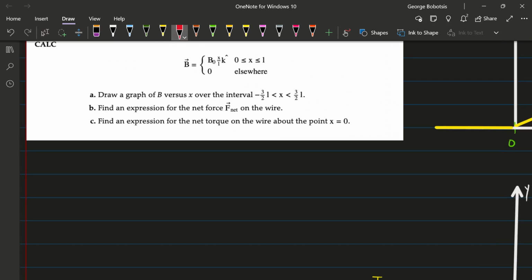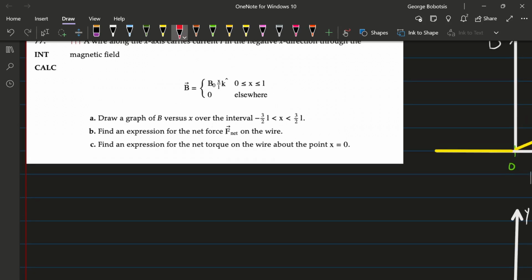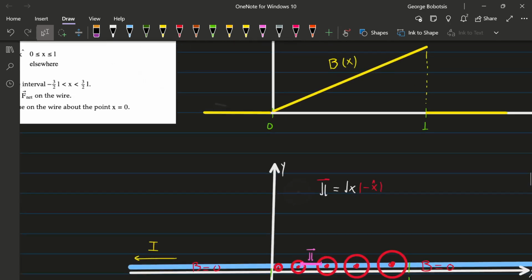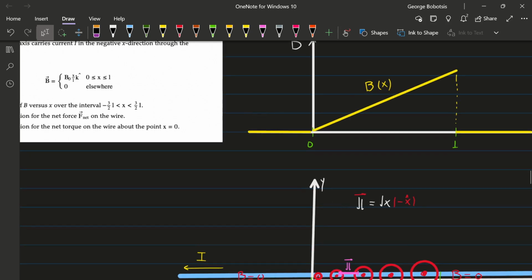It asks here, draw a graph of B versus x over the interval -3/2 L to 3/2 L. Why specifically these values, though? I don't understand why that specificity. I guess you're plotting it. My plot is better. It includes this and more, so I'm just going to keep it as it was. I guess 3/4 of L, eh?